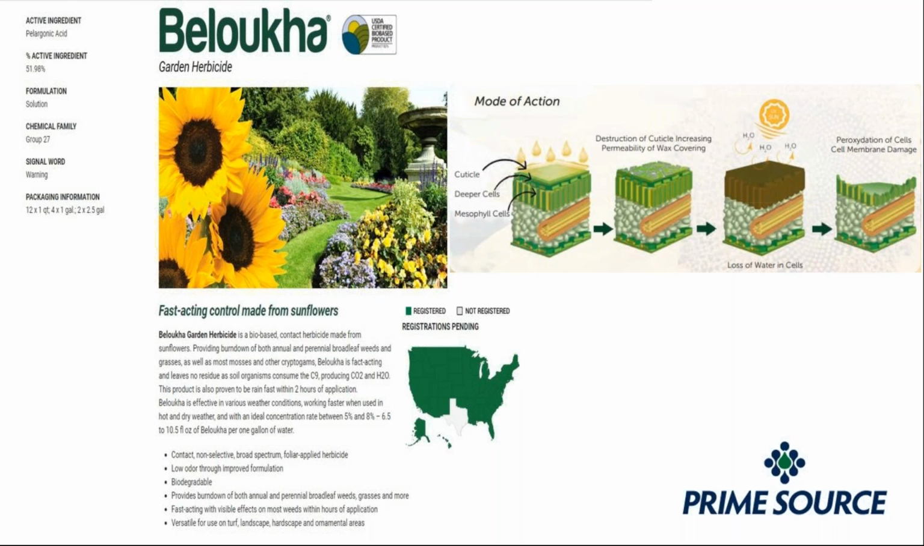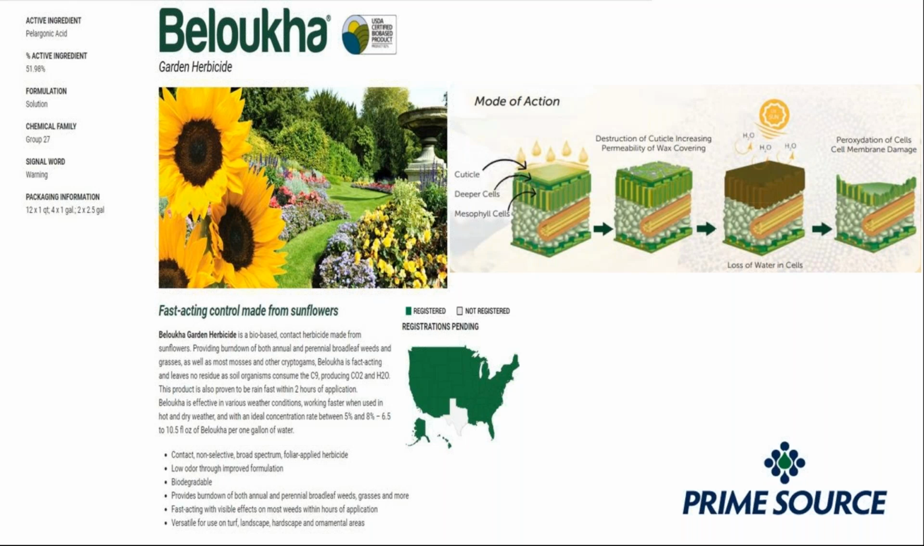So this one is not systemic. It kills everything it touches. It's a non-selective herbicide. It is a derivative of sunflowers, so it does smell very good compared to the other pelargonic acids on the market. They're usually animal fat. That's how they produce them to get the oils out. This is very, very low odor, but the odor that it does have smells like sunflowers or soybean oil.